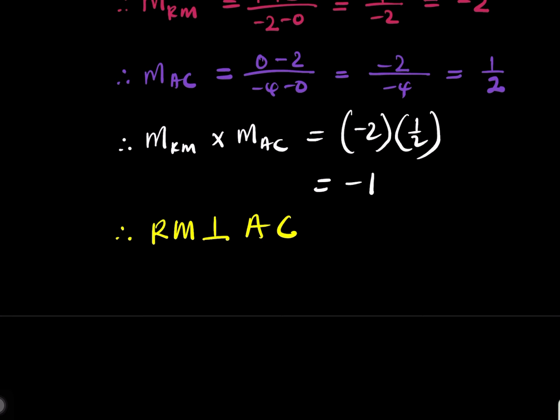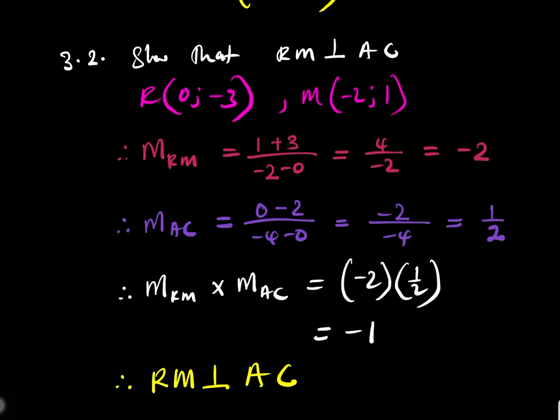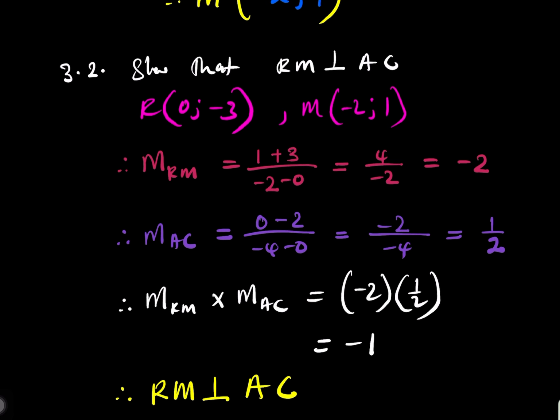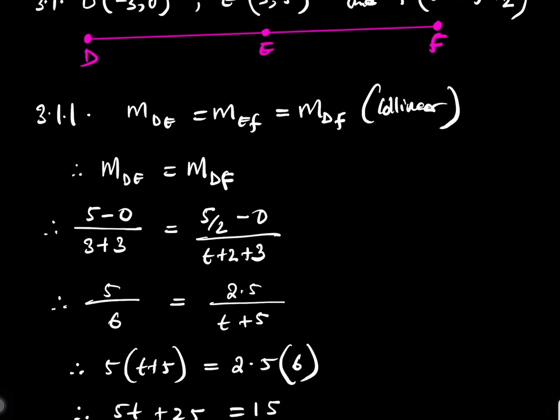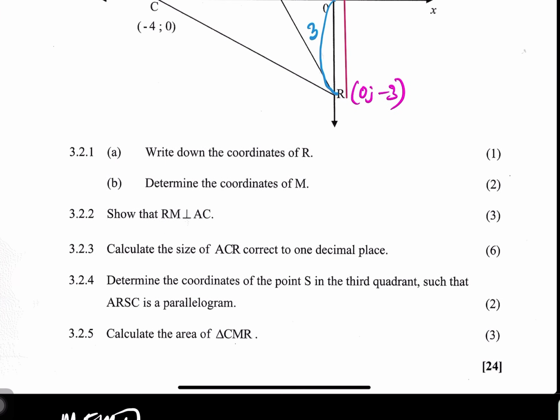All right, this is how you will take the marks in this particular question. You have proven that the product of their gradients is equal to negative 1. Therefore, the lines are perpendicular to each other, which are RM and AC. Let's see how you can do the next question.